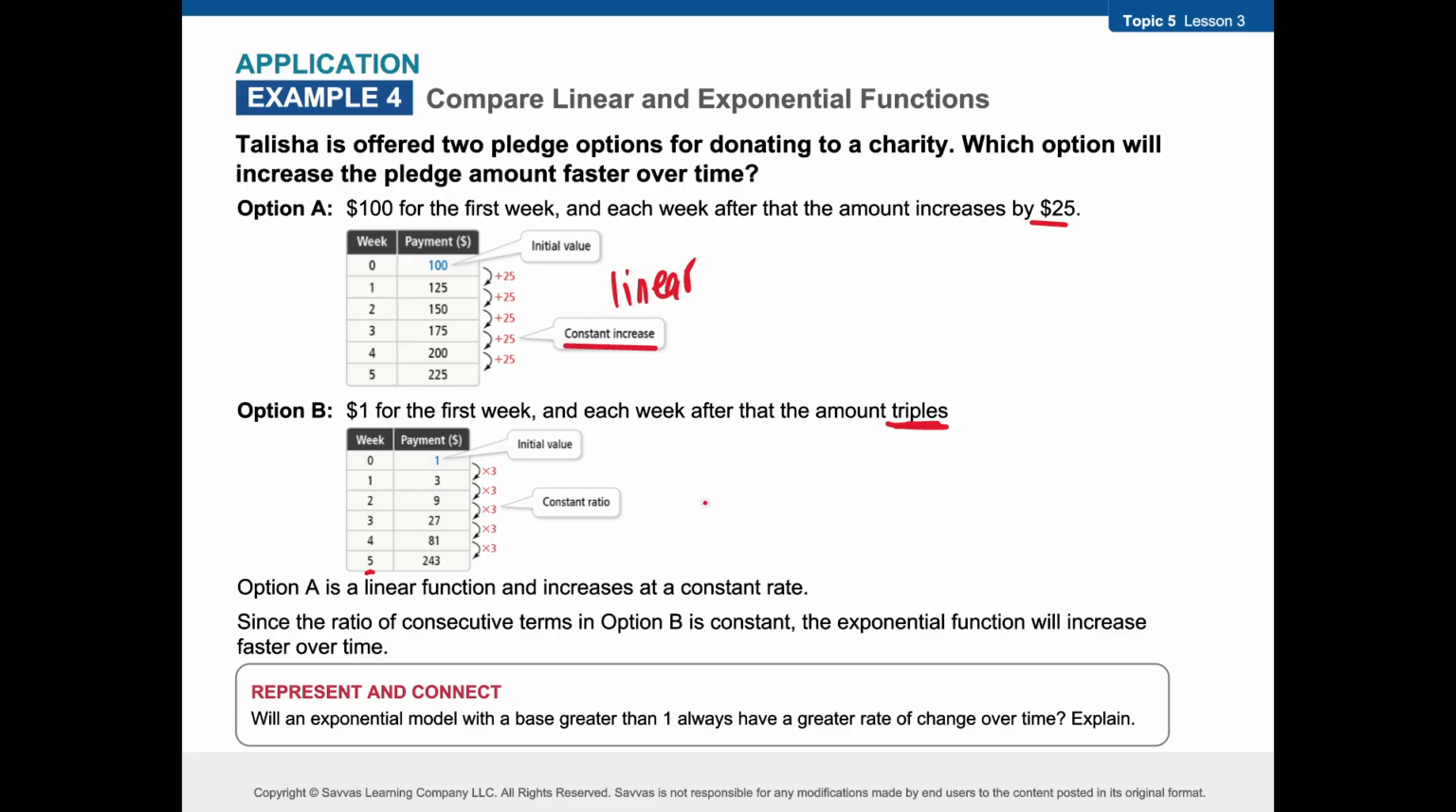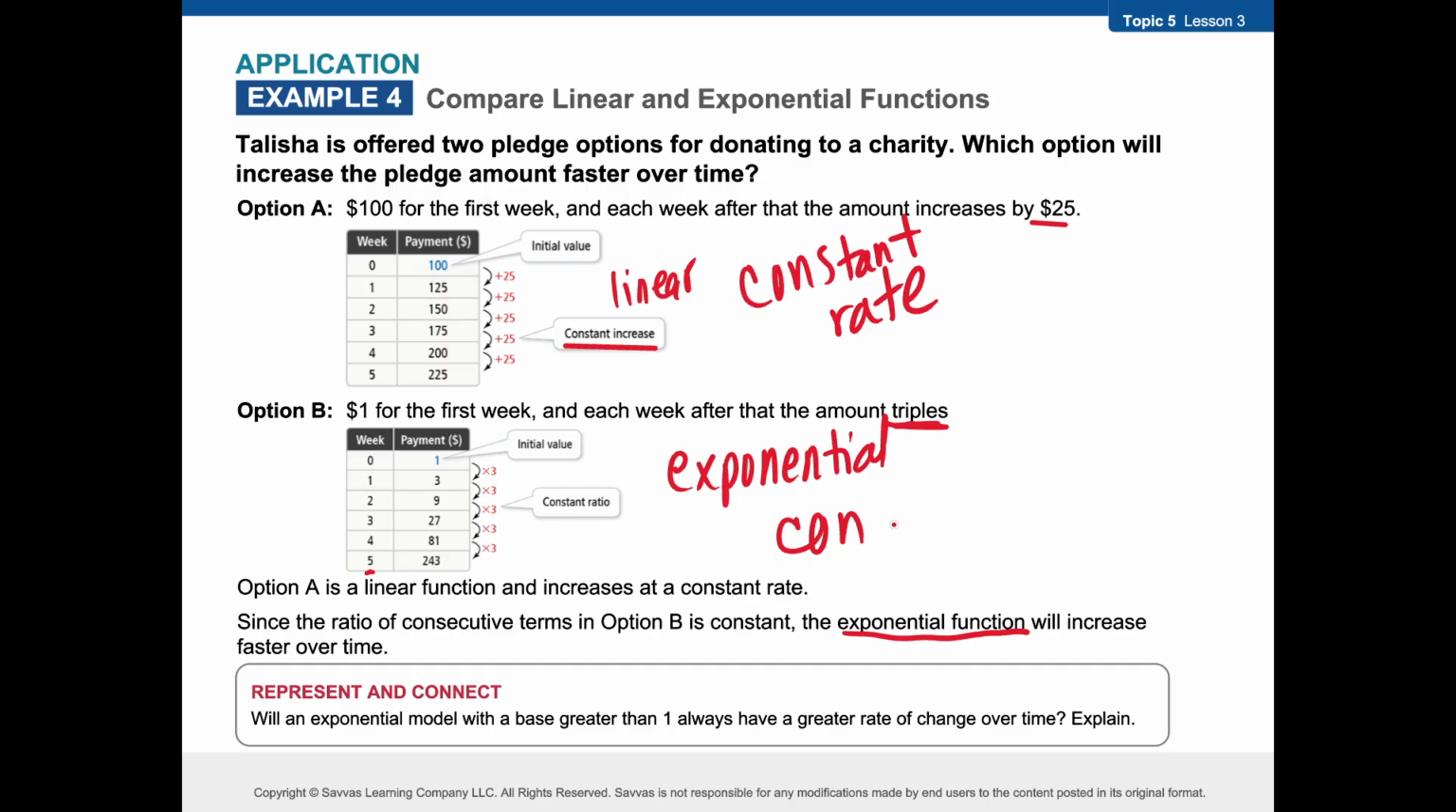So exponential functions will always be faster over time. Linear always has a constant rate, and anything that doubles or triples would be exponential, and exponentials have a constant ratio. That means you're multiplying by a whole number or a fraction. Constant rate, you're adding or subtracting.